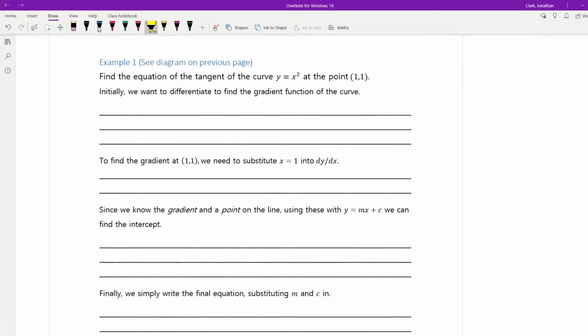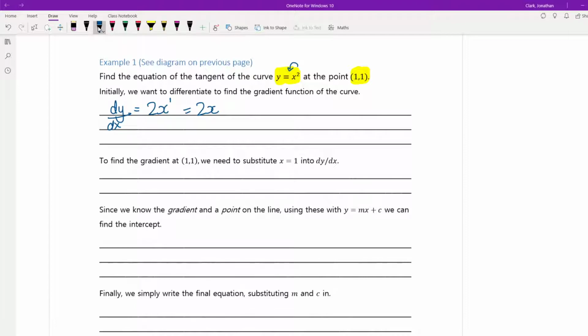Okay, so we've got our equation y equals x squared. We've got the coordinate x is 1, y is 1. And the first thing to do is to differentiate. So if I differentiate x squared, I bring the 2 in front. I'll take 1 off the power, and as we know already, x to the power of 1 can be just written as x. So I've got my expression for dy dx.